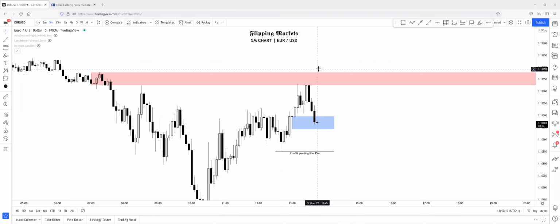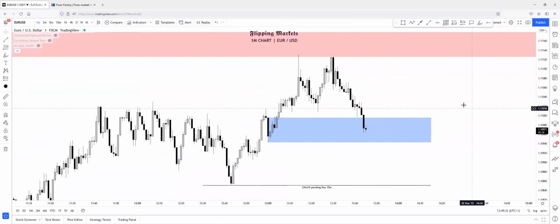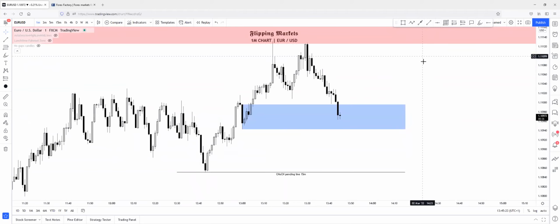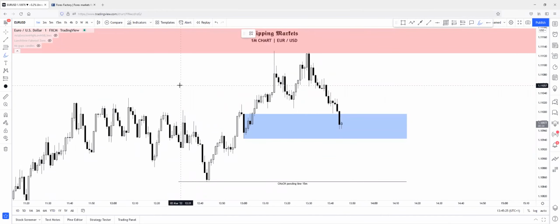Okay, I'm back, sorry. So the 1-minute possible scenario for this demand zone. Switch to the 1-minute chart. Price steps into this demand zone. As you can see, inside of this 5-minute demand zone, we have a 1-minute demand zone also, this one. But we don't really have to refine this zone.